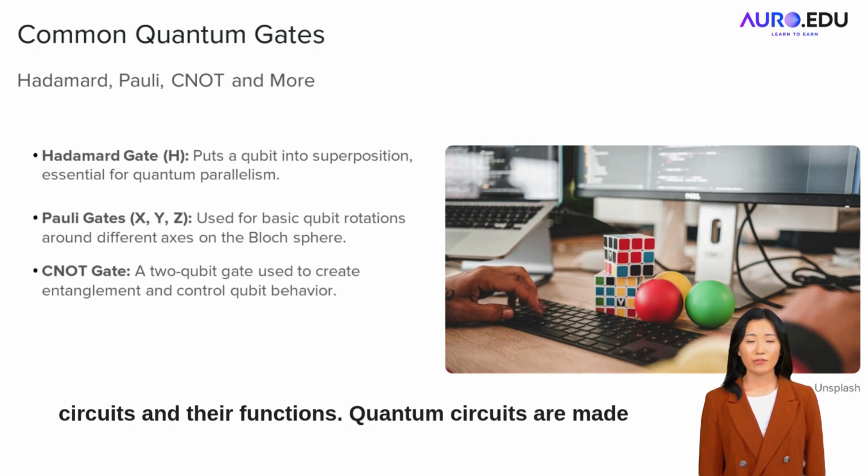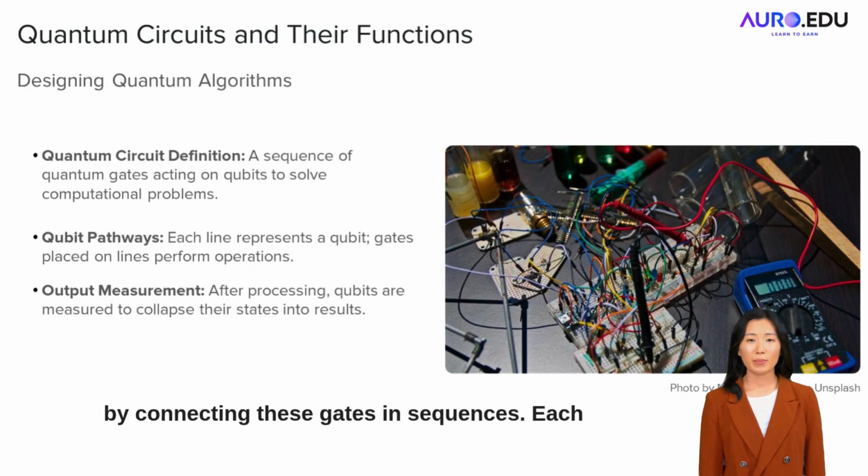Quantum circuits and their functions. Quantum circuits are made by connecting these gates in sequences. Each line represents a qubit's journey, and gates change their state. At the end, we measure the qubits to get the answer. These circuits are the foundation of quantum algorithms.